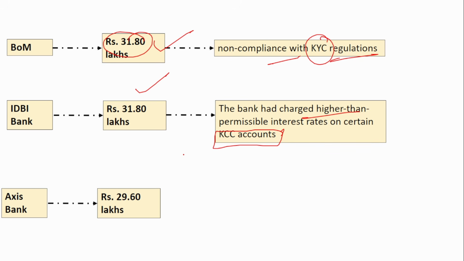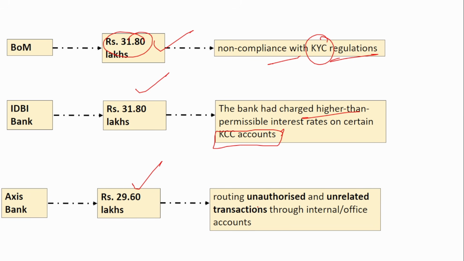The last one is Axis Bank, 29.6 lakhs, and here it is unauthorized and unrelated transactions to the internal accounts. This is the reason. Just remember the bank and the penalty amount, that is more than enough. You don't have to remember the reasons.